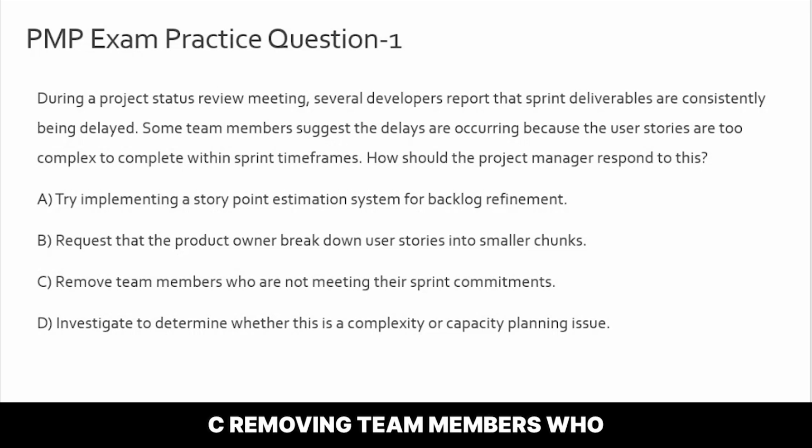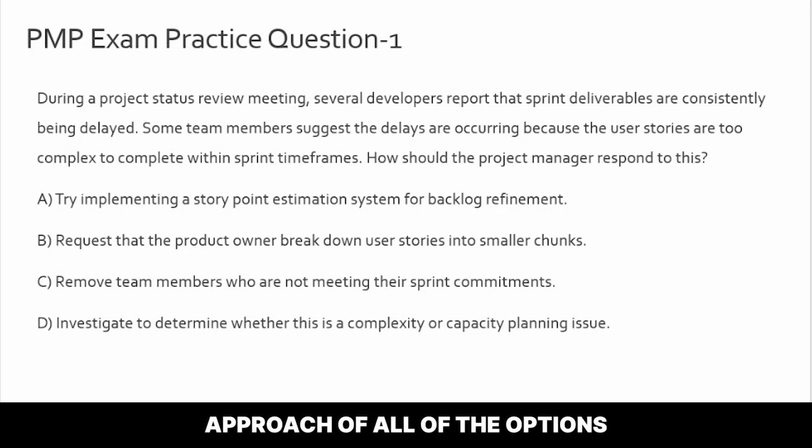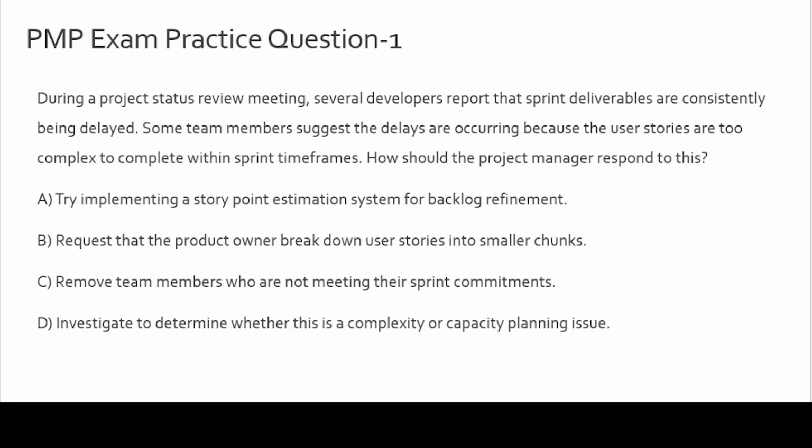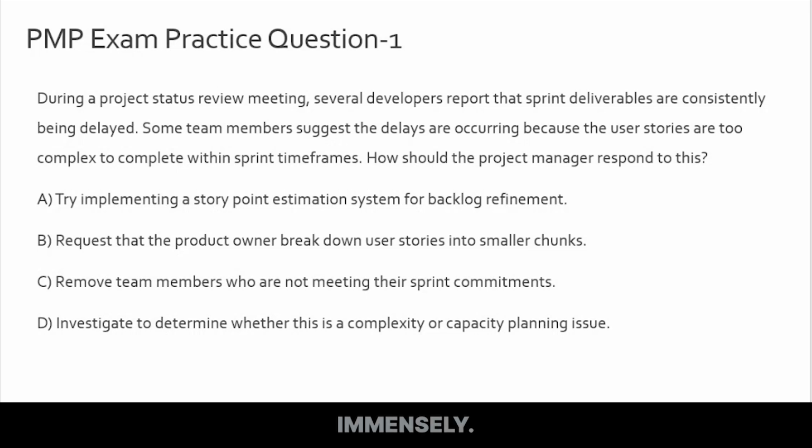Then let's look at option C. Removing team members who aren't meeting the sprint commitments. Okay, this is perhaps the most problematic approach of all of the options provided, right? Because it totally falls apart in the context of servant leadership. Now in Agile, we of course value people and interactions immensely, right? That is one of the key principles of the Agile Manifesto. So jumping to removing team members without understanding the full picture is like firing one of your team members just because he or she has not performed in a single sprint, right? That is very unfortunate and very nonsensical.